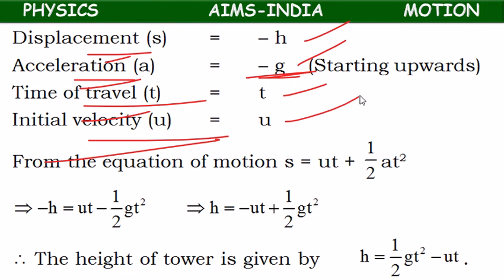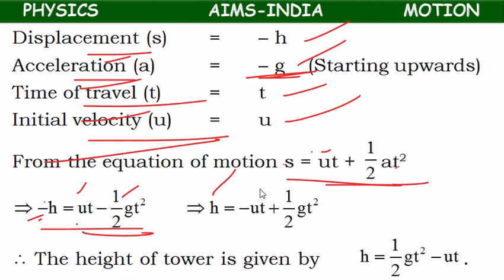Initial velocity u. So we have the equation s equal to ut plus half at square. In the place of a we will keep minus g, in the place of t we will keep t, and in the place of s we will keep minus h. Multiplying both sides by minus 1, minus h becomes plus h, ut becomes minus ut, and minus half gt square becomes plus half gt square. So h equal to half gt square minus ut. This is the value of small h.